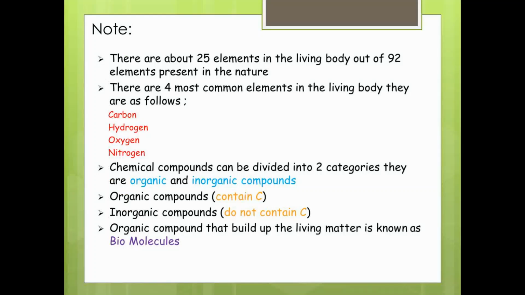There are about 25 elements in the living body out of 92 elements present in nature. There are four most common elements in the living body. They are carbon, hydrogen, oxygen, and nitrogen.